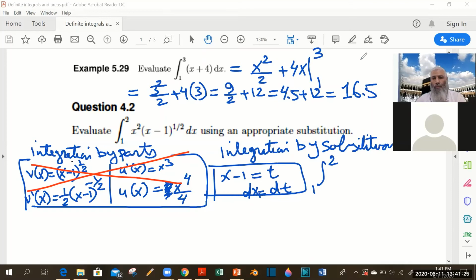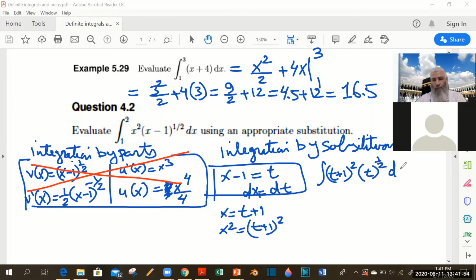I have a question. We have x squared. How can we change x squared? x is t plus 1, so x squared equals t plus 1 squared. So this is t plus 1 squared multiplied by t power 1/2, right? dx, dt, because dx is equal to dt.